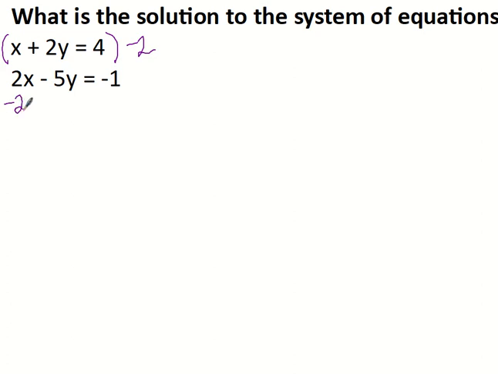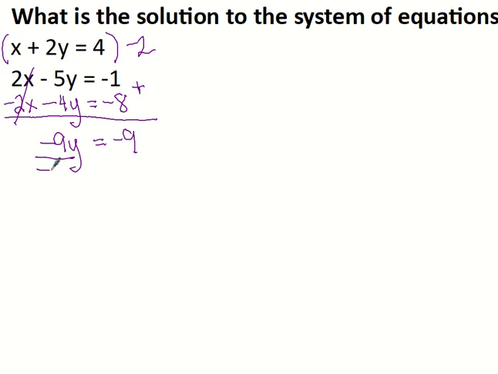So we're going to get -2x -4y equals -8. That gets us this opposite right here. So we're going to go plus and start combining. 2x plus -2x is nothing. -5y plus -4y is -9y equals -9. And then we're going to divide by -9. And we're going to get y equals 1.